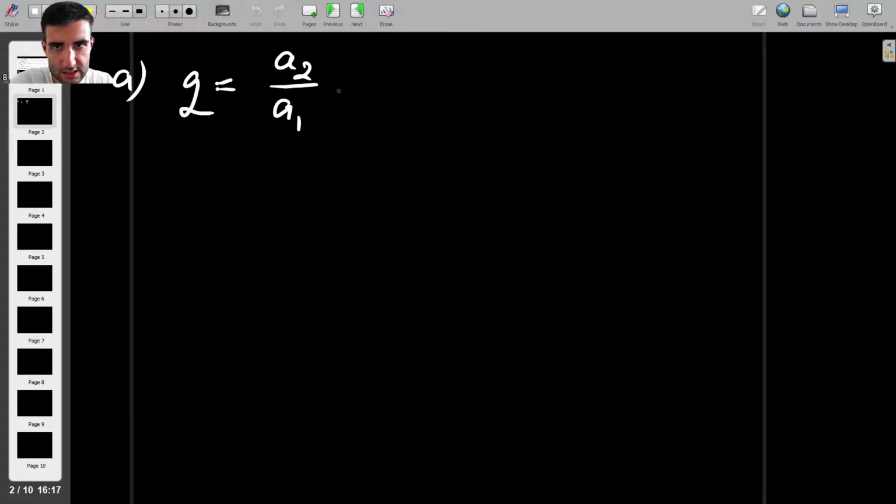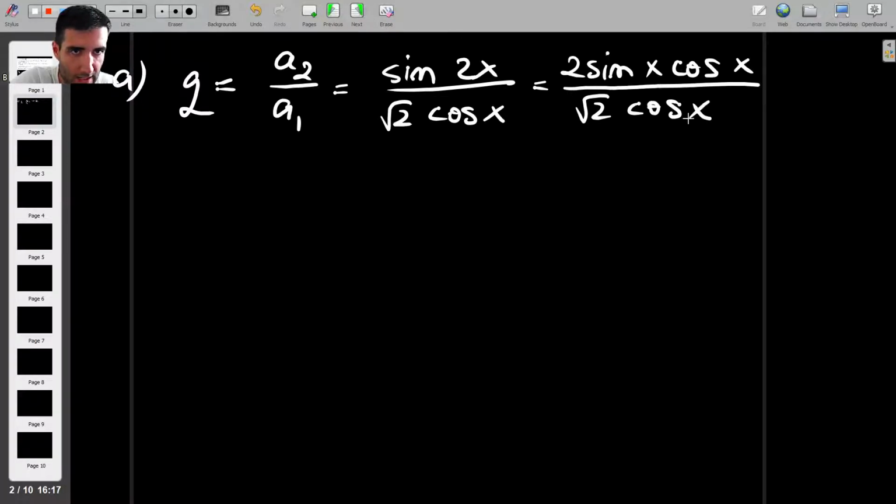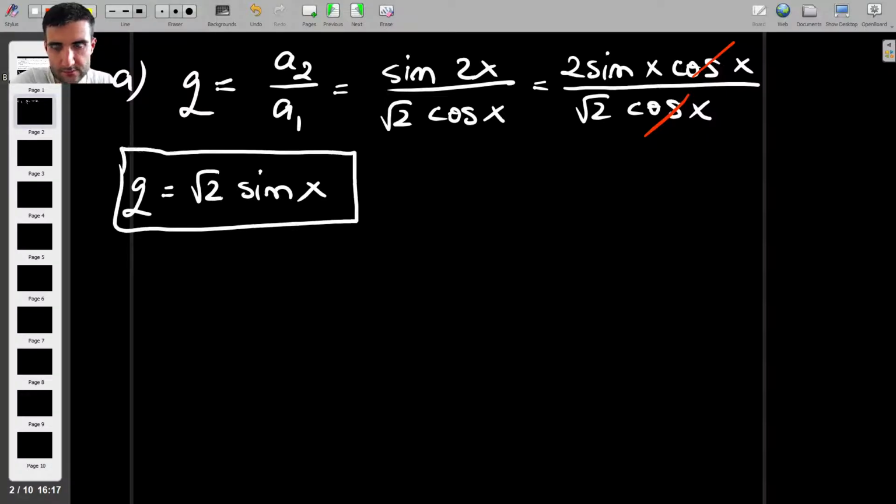A2 was sine of 2x, and A1 is root 2 cos x. Let's use some trigonometry to simplify this a bit. Sine of 2x is the same as 2 sine x cos x, and we're going to leave the denominator as it is. You can see that there's a simplification here. The cosines cancel out, and 2 over root 2 is root 2, so we have sine x. So Q, the common ratio, is root 2 sine x.